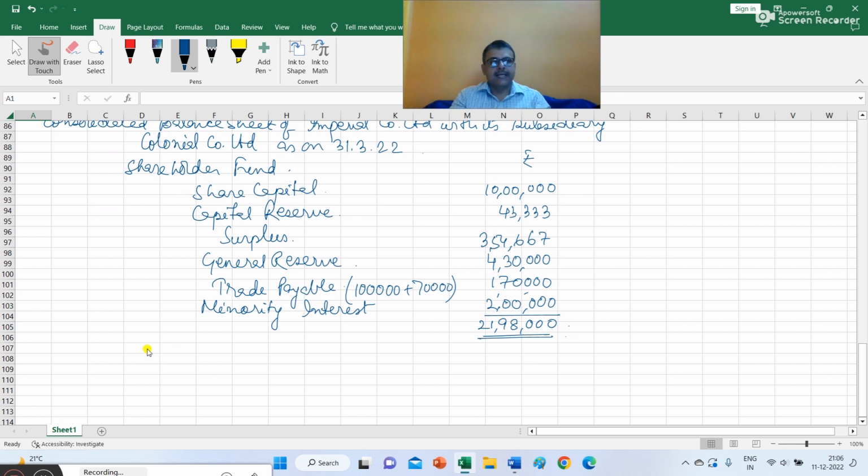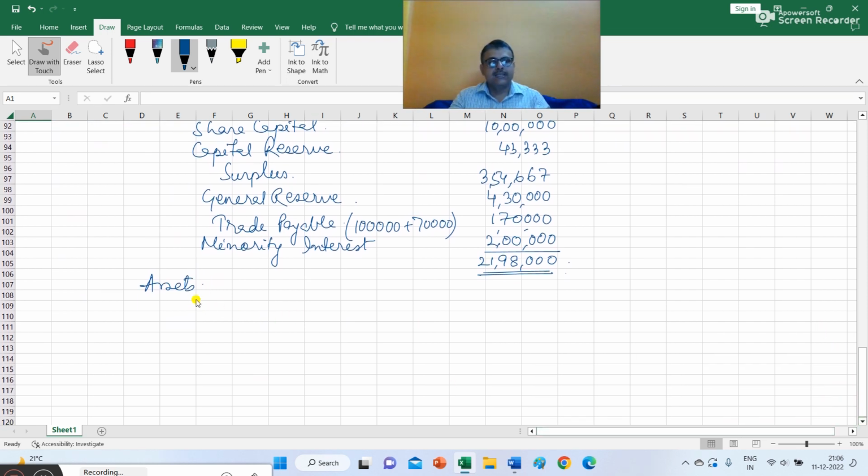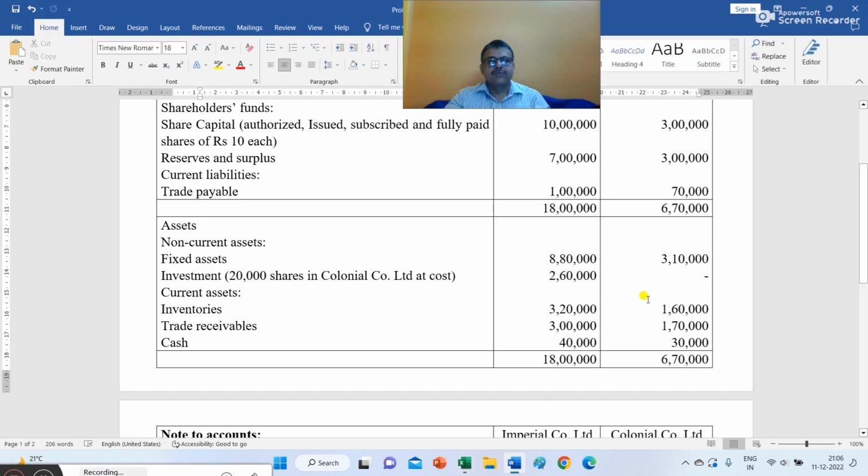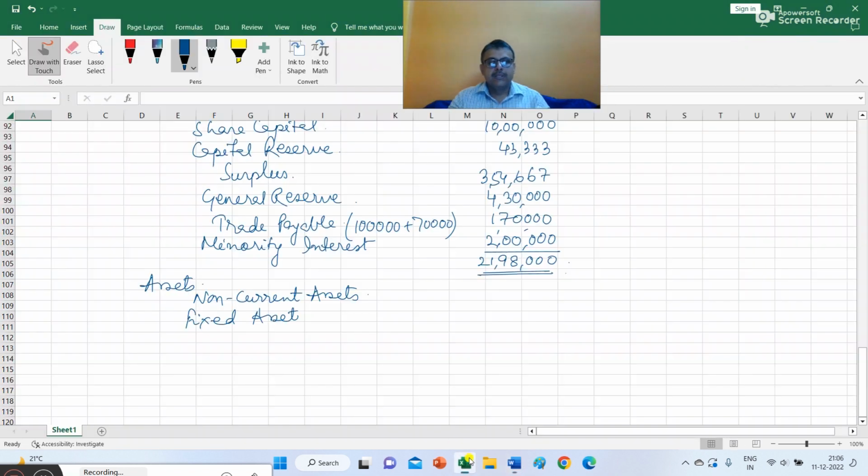Now come to the asset side. First we have to write the non-current asset. And the balance of fixed asset given in the question, fixed asset, you see 8,80,000 is the balance of Imperial Company Limited and 3,10,000 is the balance of Colonial Company Limited. So I have to add up this 8,80,000 plus 3,10,000. So you will get a total of 11,90,000.